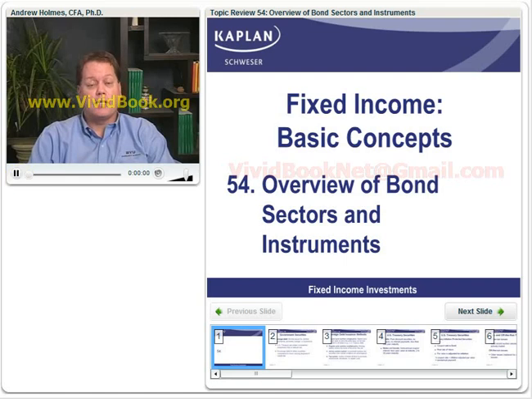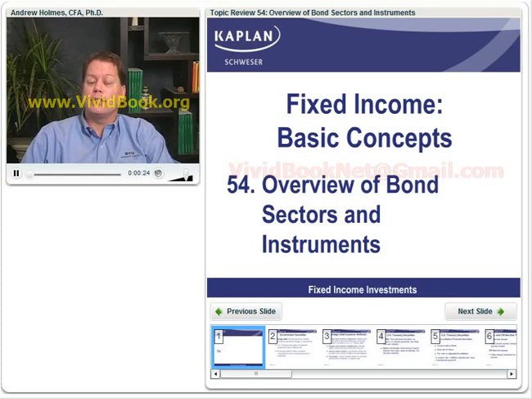In the first study session, Basic Concepts, with the overview of bonds, sectors, and instruments. You'll find this to be mostly institutional detail, although some of it gets a little bit intricate, and there's some intuition behind what we're doing that is going to be very fundamental to the valuation process, both as we move into the rest of the material at level 1 and certainly at level 2 also.